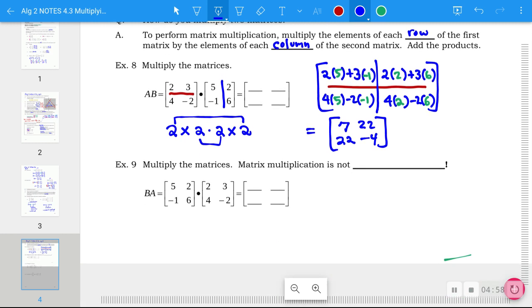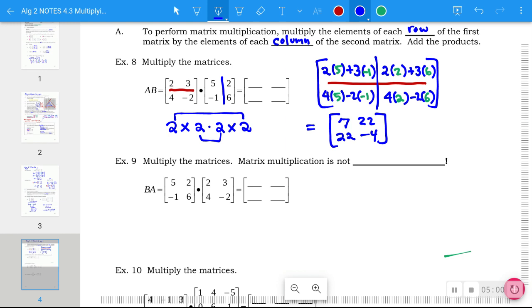Okay, so now let's see what we get if we do B times A instead of A times B. You can see I'm using the same matrices. I've just switched the order. Let's do a little dimensional analysis here. It's going to be really easy because they're square matrices. Matching numbers, we can do the problem. Our answer has to be 2 by 2. All right, make a big matrix here.